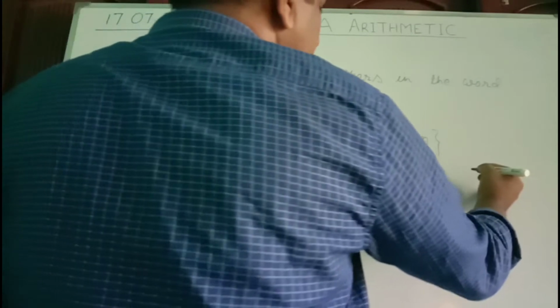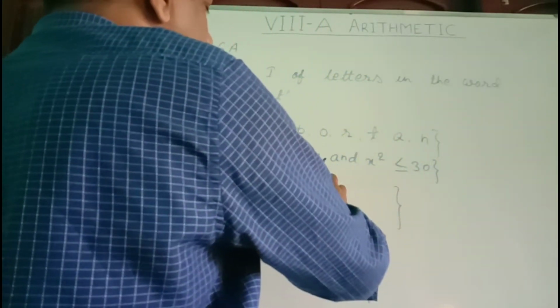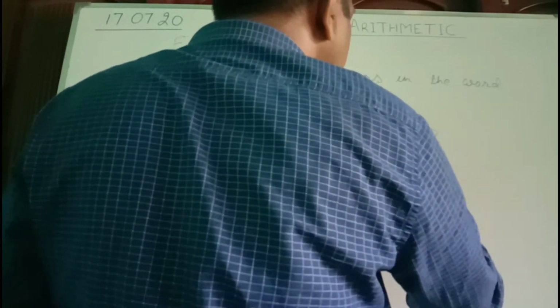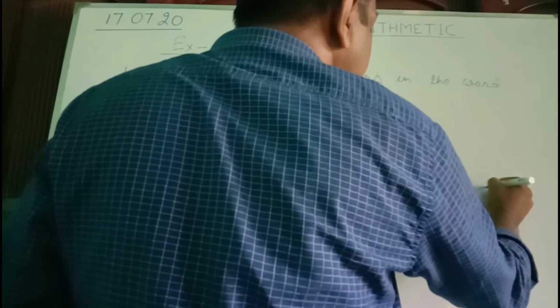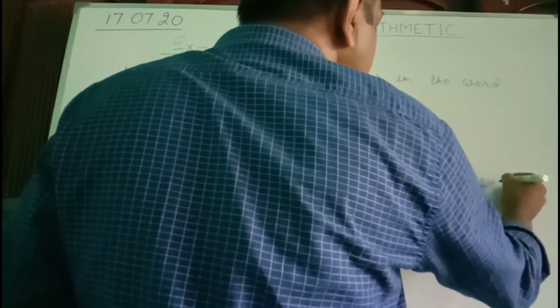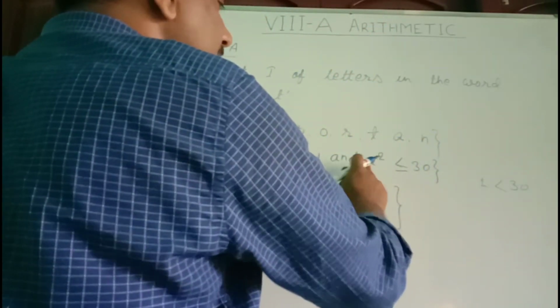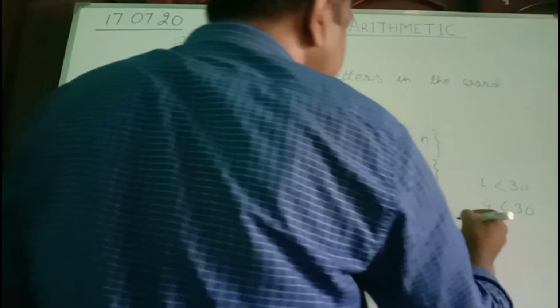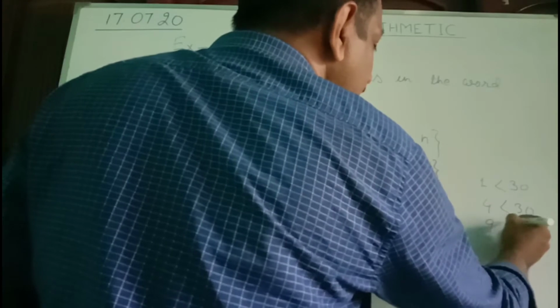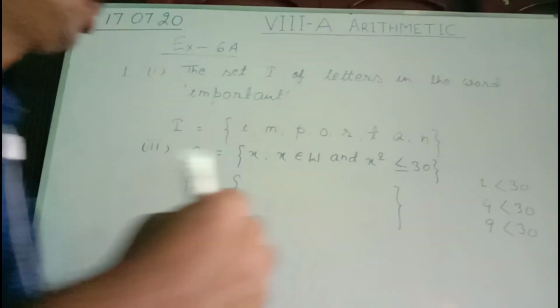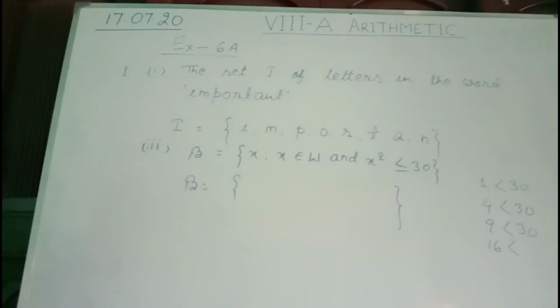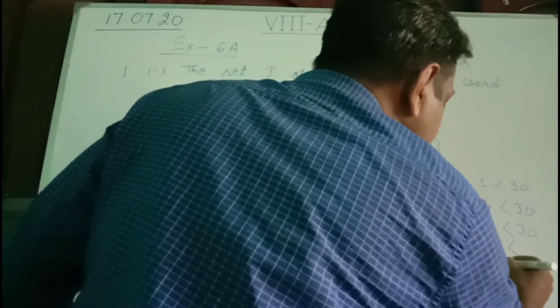So first should be 0, x belongs to 0, but it is not written in the answer. So first we will take x equal to 1, 1 square equal to 1, that is smaller than 30. Second, if you take the value of x as 2, then 2 2s are 4. 4 is also smaller than 30. We can take 3 3s are 9, that is also smaller than 30. We take 4 4s are 16, that is also smaller than 30. We take 5 5s are 25, that is also smaller than 30.